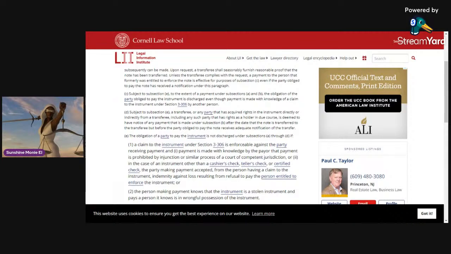So the obligation of a party to pay the instrument is not discharged under subsections A through D, F. This is how it's not discharged. 1. The claim of the instrument under subsection 3-306 is enforceable against the party receiving payment, and payment is made with knowledge by the payer that payment is prohibited by injunction or similar process of a court of competent jurisdiction. 2. In the case of an instrument other than a cashier's check, teller's check, or certified check, the party making the payment accepted from the person having a claim to the instrument indemnity against loss resulting from refusal to pay the person entitled to enforce the instrument.